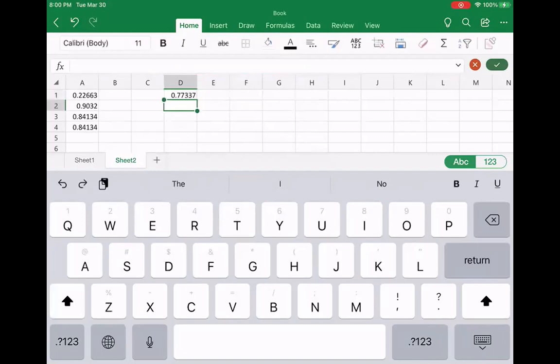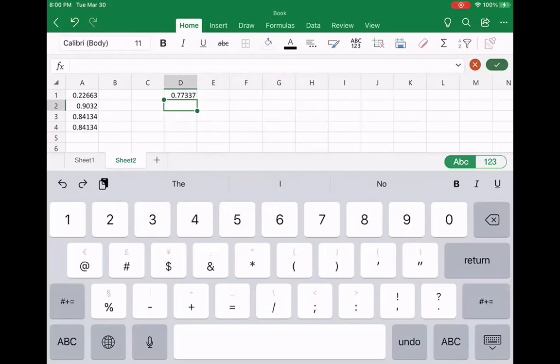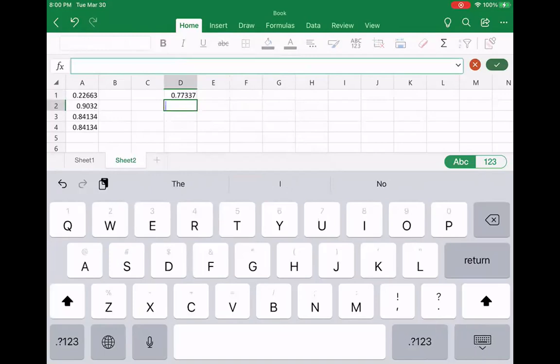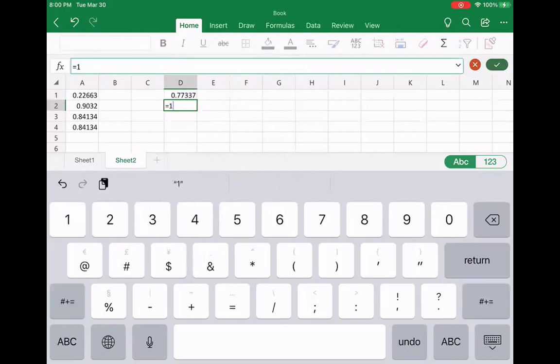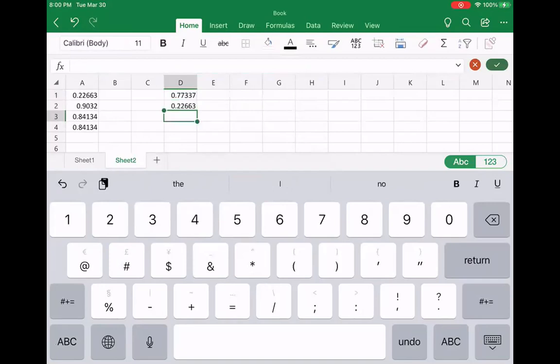Type that in, press enter. I get this value right here. But again, what side are we calculating? The right side. So what do I need to do to that? Subtract it from 1. So that's 1 minus this. And look what I get, 0.2266 again.